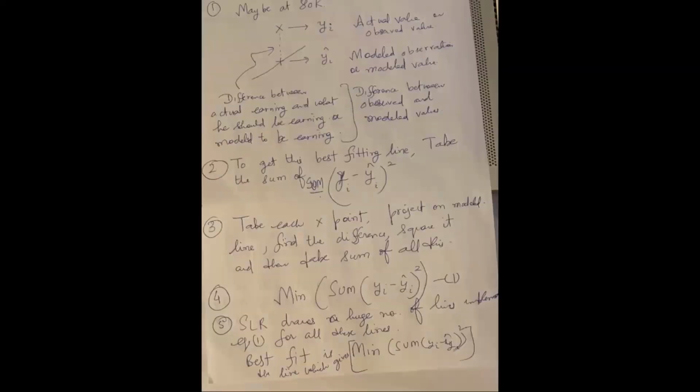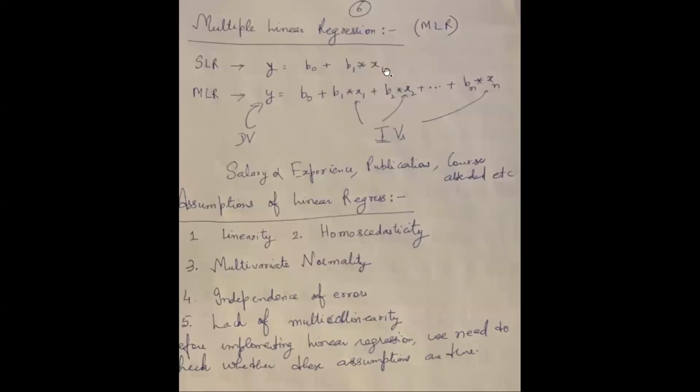Let's start with multiple linear regression. I will describe briefly the code also for simple linear regression, and then I will come back to multiple linear regression. Now what happens in multiple linear regression? In simple linear regression there is only one variable, x1, but in multiple linear regression, y, the dependent variable, will depend on x1, x2 up to xn. So there may be n number of independent variables, right?